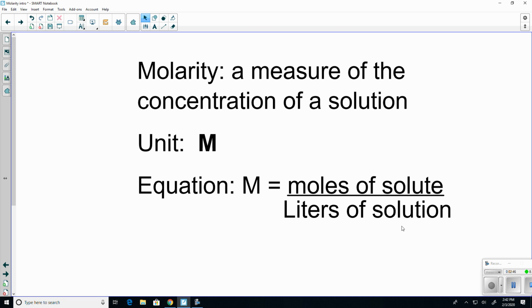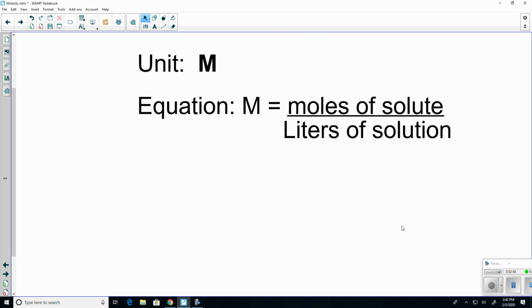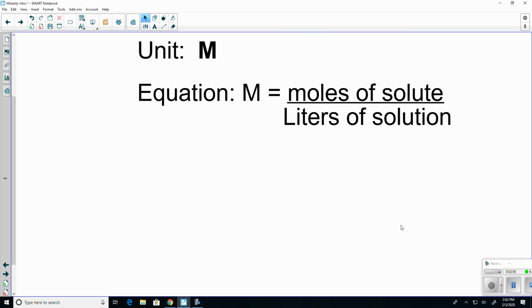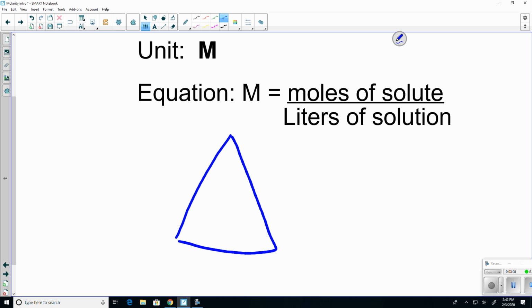Now this, similar to other things that we've done throughout the course of this year, is an equation with three variables. And like other three variable equations, we could solve for any of those variables, which is why we're going to go back to our handy little triangle to help out. So this is something I'd like you to write at the top of this sheet of paper. Moles will be on the top. Molarity and liters are on the bottom.